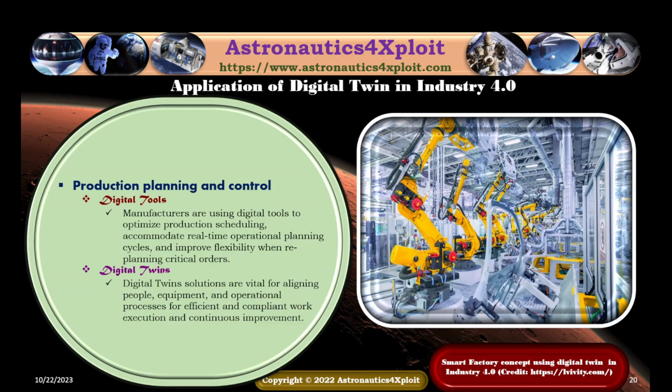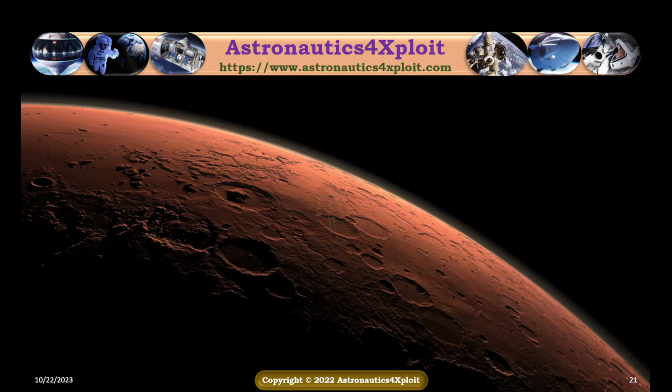Production planning and control is another application of digital twin in Industry 4.0. Manufacturers are using digital tools to optimize production scheduling, accommodate real-time operational planning cycles, and improve flexibility. Digital twin solutions are vital for aligning people, equipment, and operational processes for efficient and compliant work. Smart factory concepts using digital twin in Industry 4.0 is shown in this picture.